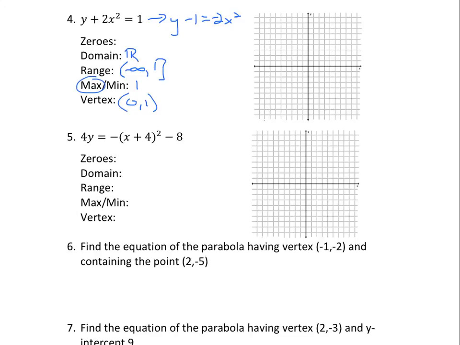Domain's all reals. Zeros, we're going to plug in. We've got negative 1 equals negative 2x squared. So x squared equals 1/2. And x equals plus or minus root 2 over 2.